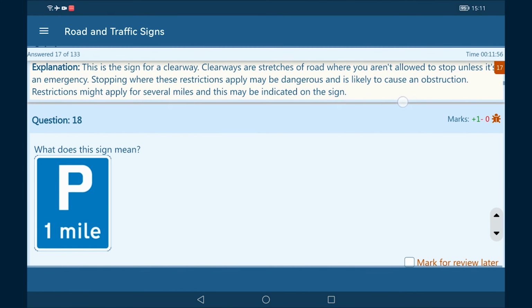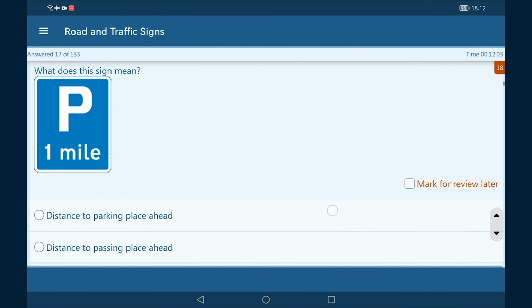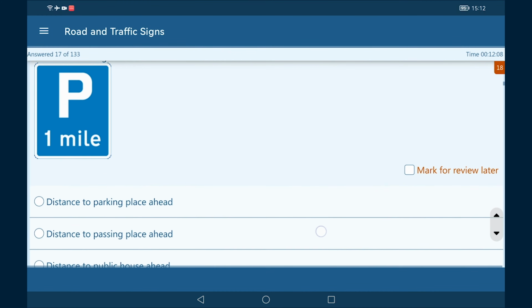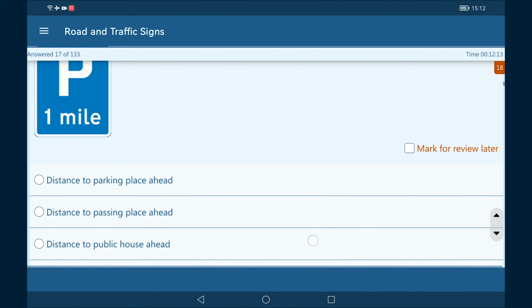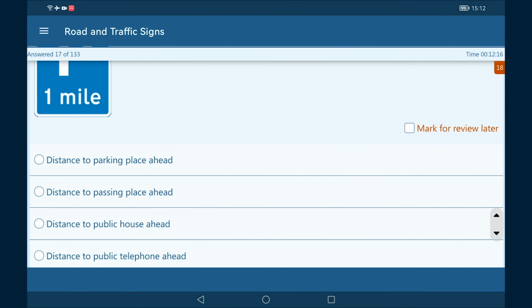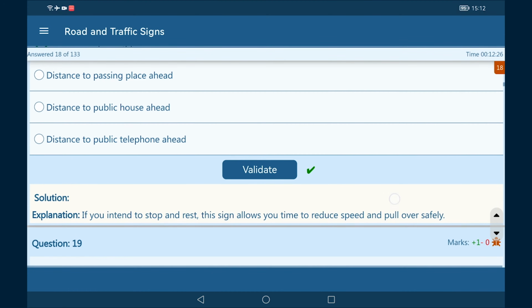Question 18. What does this sign mean? Option 1. Distance to parking place ahead. Option 2. Distance to passing place ahead. Option 3. Distance to public house ahead. Option 4. Distance to public telephone ahead. The correct answer is Option 1, that is distance to parking place ahead. Explanation. If you intend to stop and rest, this sign allows you time to reduce speed and pull over safely.